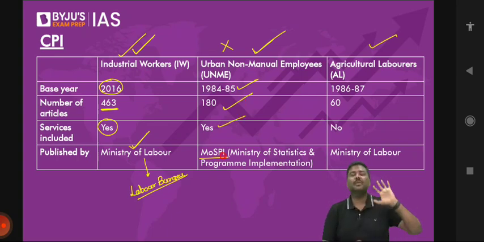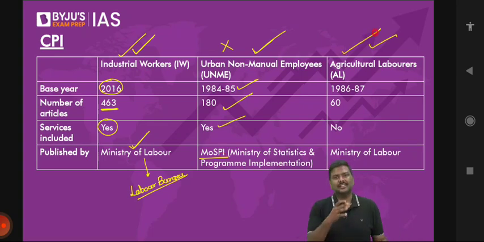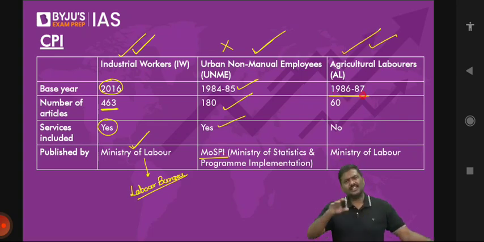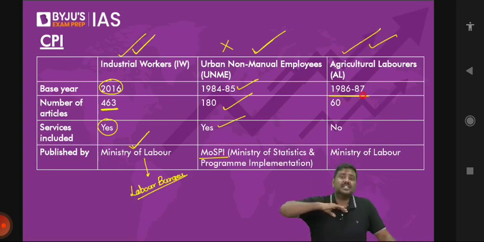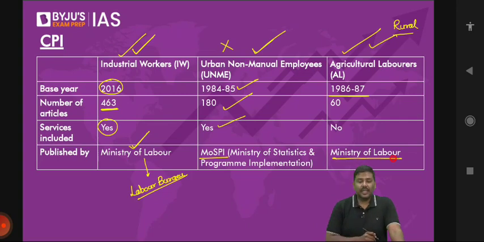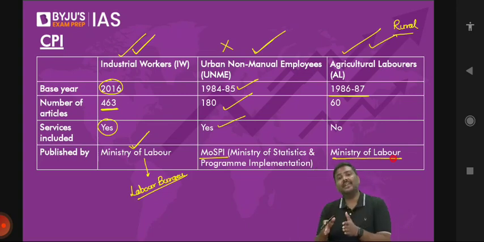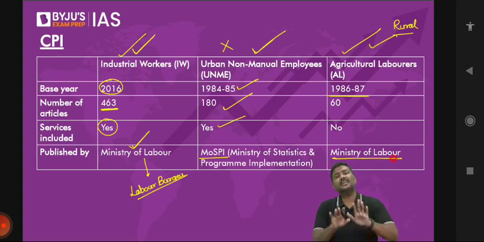And the third one is agriculture labor, CPI-AL. It has a base year of 86-87. Number of commodities in the basket is 60. Services are not included. Why? You are talking about the rural part of India. Rural India, services are not included. And this is also published by the Ministry of Labor. So these are the 3 types of CPI indices which we used to publish earlier and use as retail inflation.